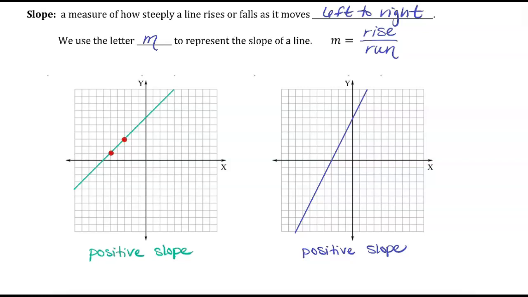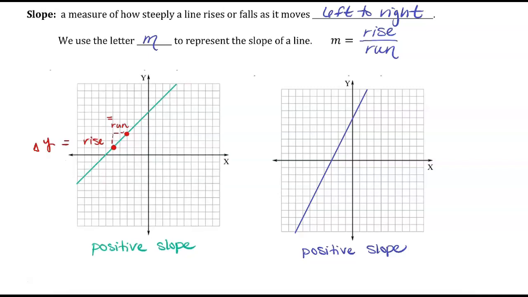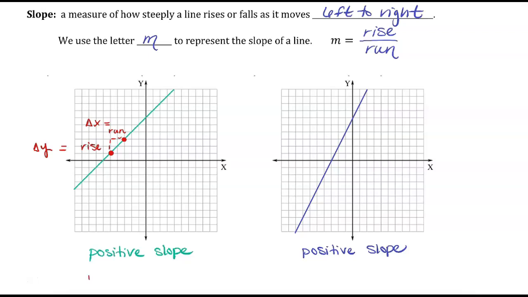To get from one point to the other, we need to do a certain amount of rise and a certain amount of run. And that ratio of rise over run is the slope of that line. When we talk about rise, we're going up and down. Another way to notate that is with a delta y, which is read change in y. When we talk about run, we're moving left and right, and it's how much we change in the x direction. We can notate that with a delta x. So another way to write slope is m equals rise over run, which is equal to the change in y value divided by the change in x value.